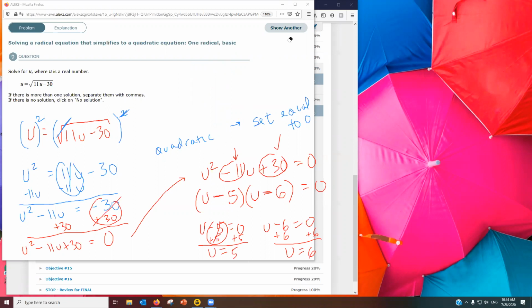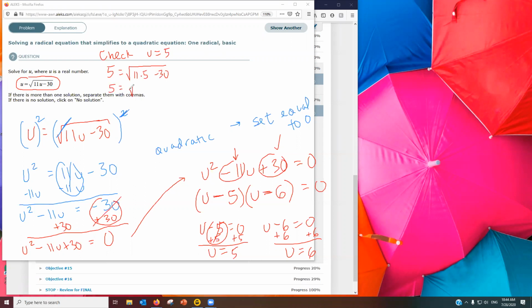The reason is one of these solutions or even both of these solutions might not be valid when I go to plug them back in the starting equation. So let's do a check. First, let's check the solution u equals 5. So I'm going to go to this equation, and wherever I see a u, I'm going to replace it with 5. So this gives me 5 equals the square root of 11 times 5 minus 30.